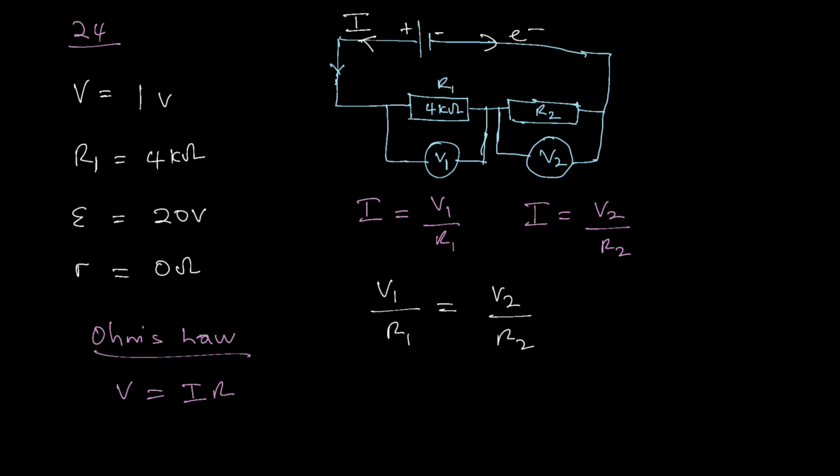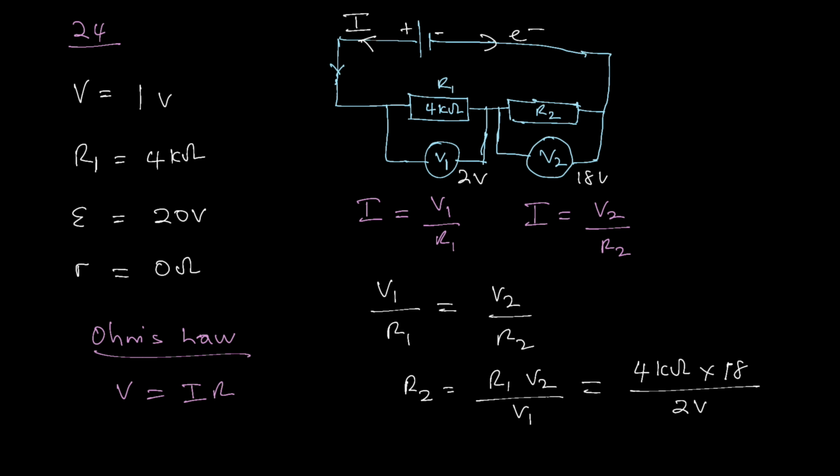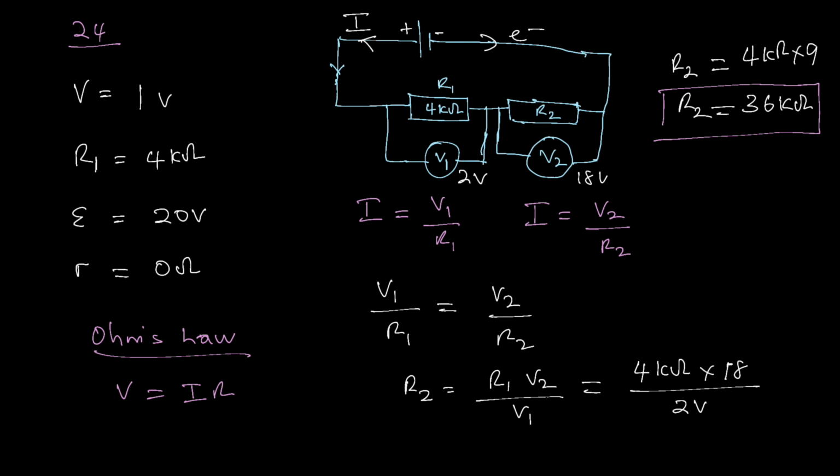So we want to find R2. So we can just go R2 is R1 V2 over V1, and that equals R1 is 4 kilo ohms times V2, which is 18. So V2 is 18 because this one is 18 volts and this is 2 volts, divided by V1, which is 2 volts. And so we can say R2 is equal to 4 kilo ohms times 9, and that would be 36 kilo ohms. So that's R2, 36 kilo ohms. If we check, the answer is B.